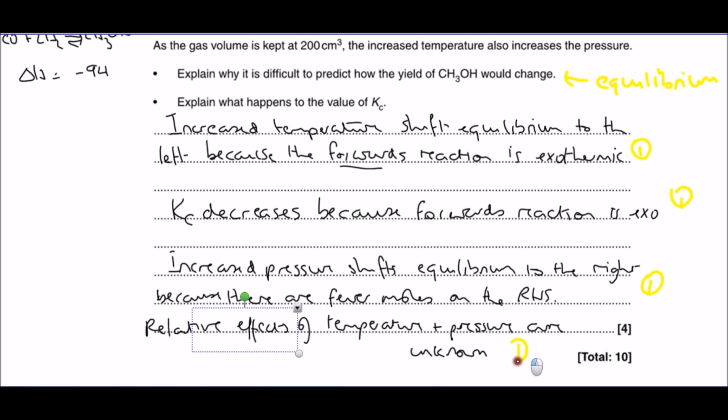Okay, so let's just look at that final statement, because what we said is if we increase the temperature, it's going to try to go to the left. If we increase the pressure, it's going to try to go to the right. So if we're doing both of those things at the same time, then we don't know which of those things is going to have the biggest effect. Is the temperature going to win over the pressure, or the other way around? So is it going to go left or right? We're not sure. And that's what we're saying there. The relative effects of temperature and pressure are unknown.